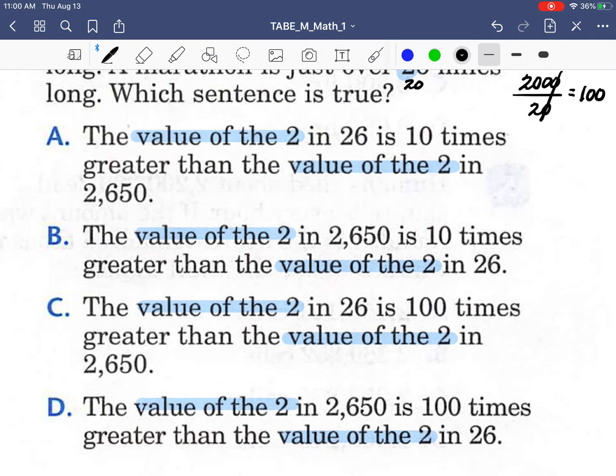But now be careful here, because this one's a little bit tricky. 10 times, 10 times. That's not my answer. But look at this one. 100 and 100. So you have to pay attention. You can't just pick one at random. It has to be the right one. So let's look at C. The value of 2 in 26, so that's 20, is 100 times greater than this 2. Is that true? 20 is greater than 2,000? No. The value of 2,000 is greater than the value of 20. So the answer to this one is D. And that is question 19. Answer is D.